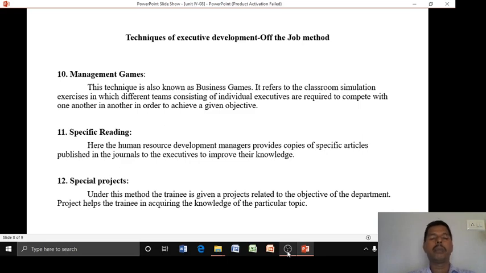Next, special projects. Under this method, the trainee is given a project related to the objective of the department. A project helps the trainee in acquiring knowledge of the particular topic. To get the knowledge about the particular topic, projects will be given by the employer to the employee in a company. So, it gives him practical knowledge.